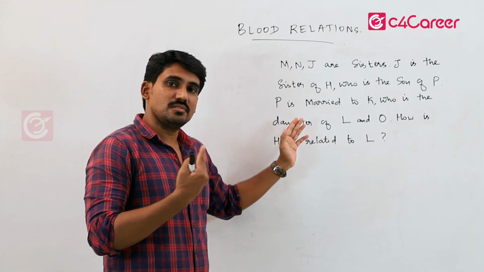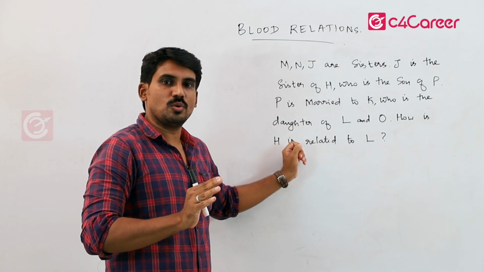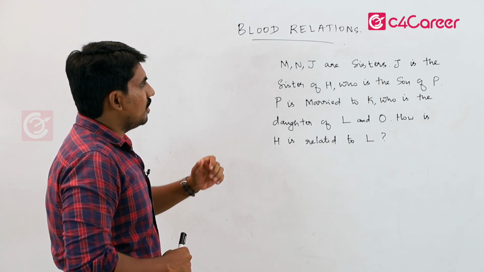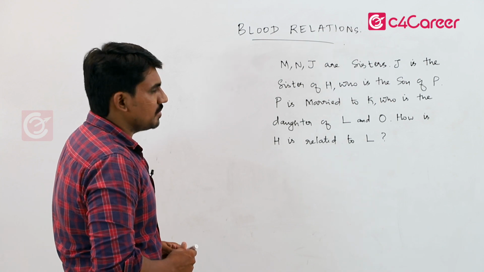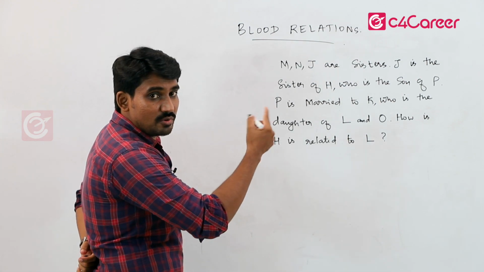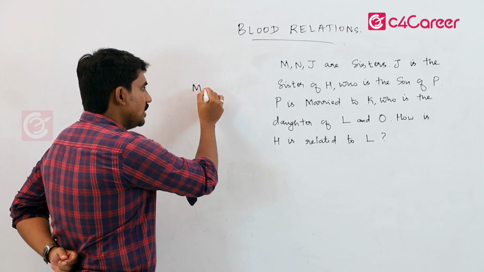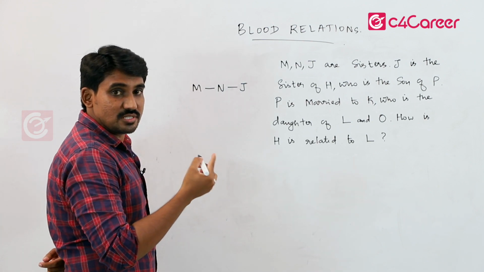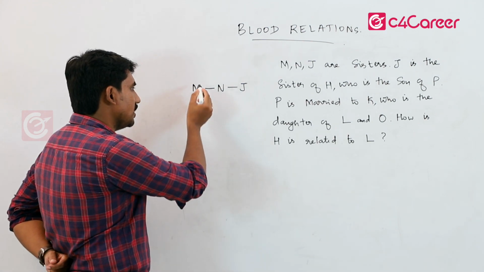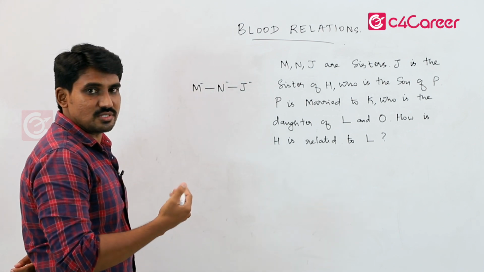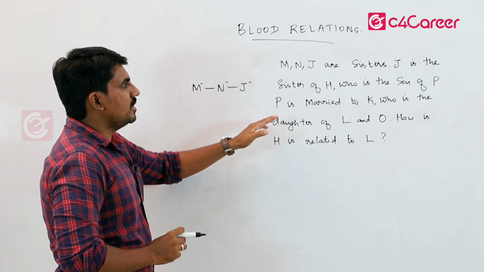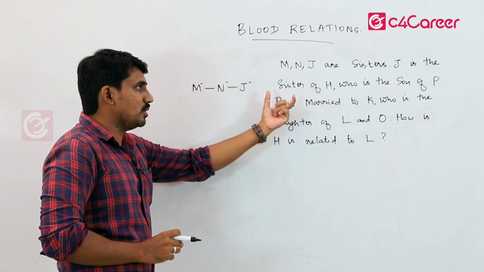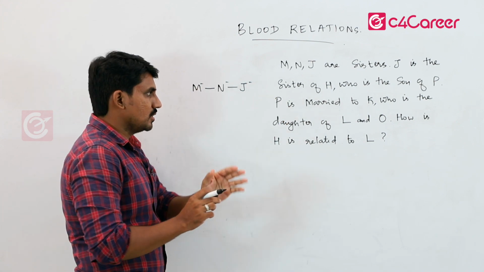So let's discuss the second question. Now you all know how to draw a family chart or family tree, right? Let's try that for this question. M, N and J are sisters. First line, what is given? M, N, J are sisters. How can we convert this into a family chart? For siblings we write a single dash, and from the word sisters we can understand they are female, so put minus. Then, J is the sister of H. J is the sister of H means we already know J is the sister of N and M, and according to this line J is the sister of H.